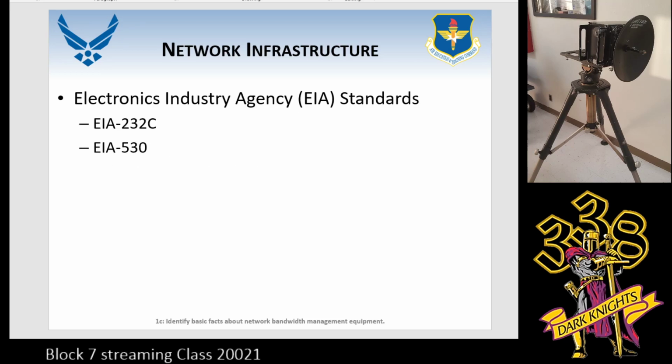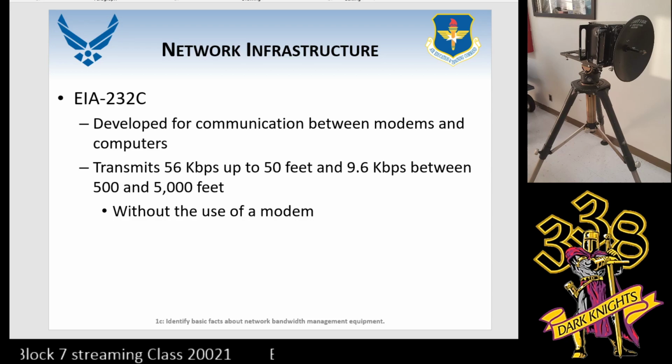There are 2 electronic industry agency standards that you need to learn about in Block 7, and they are EIA 232 Charlie and EIA 530. Now, something to note is that we don't really discuss the military standard equivalent. That information is available in your study guide workbook, but we don't really hit on it. So I will talk to you about that once we get there, but I'd just like to highlight that so y'all remember to look that up.